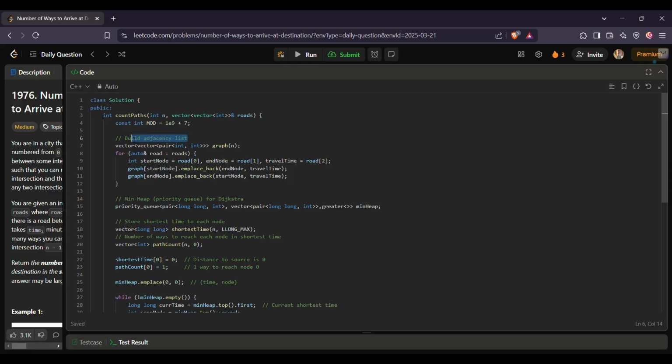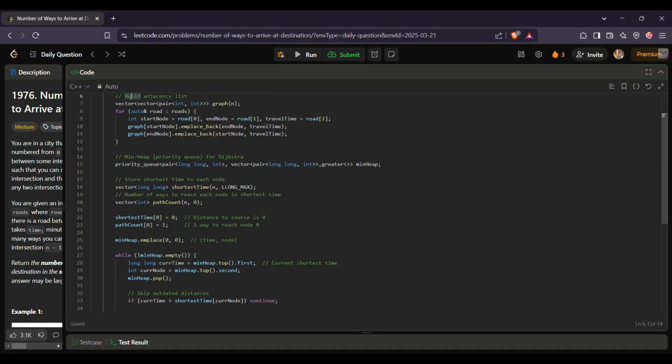Then we have initialized the minimum heap for the Dijkstra algorithm. The minimum heap will store the smallest distance node first every time. And this array will simply store the shortest time of each node. First we will initialize it with infinity, or basically in this case long max.